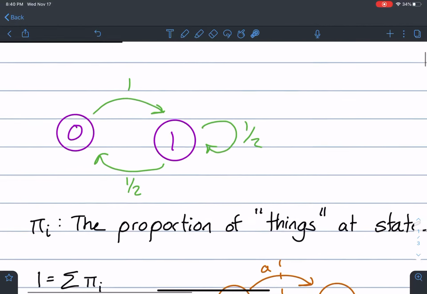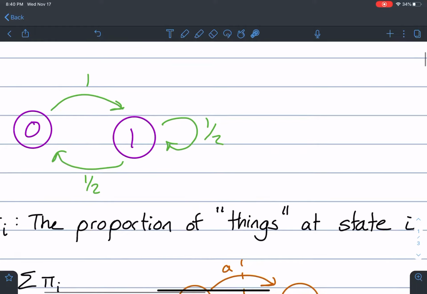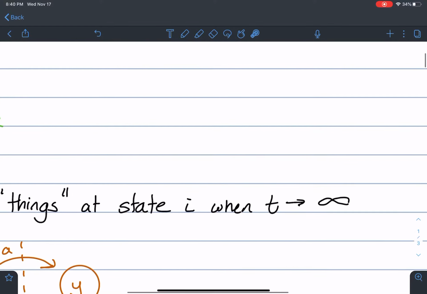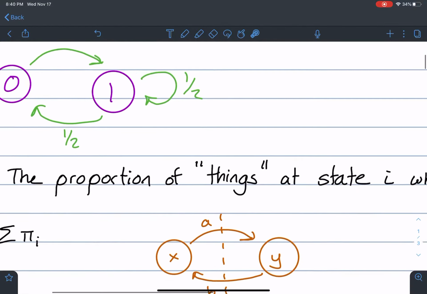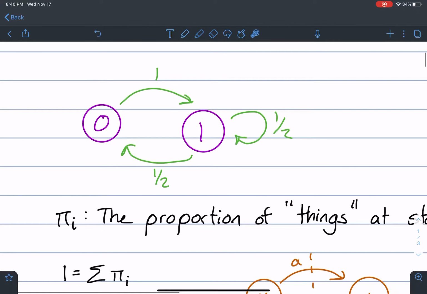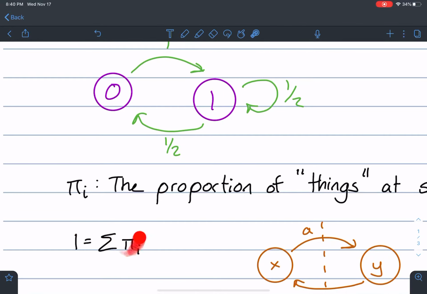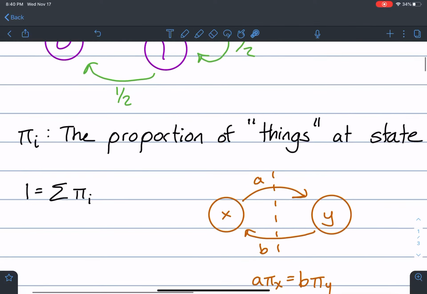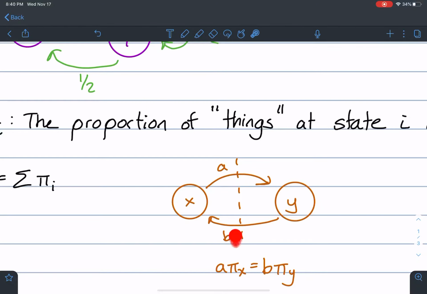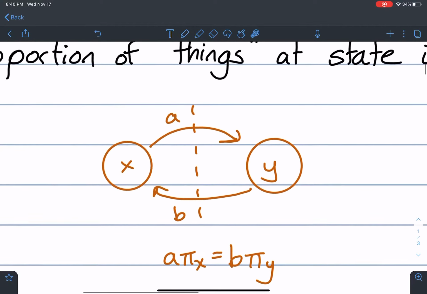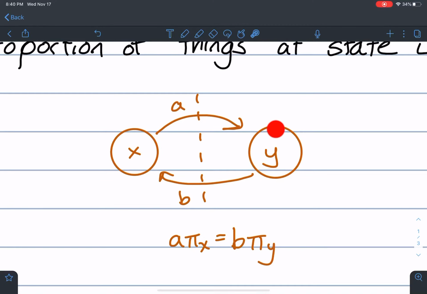Now, let's talk about the pi thing. Pi i is the proportion of things at state i after a long while, right? Because it's a proportion, the sum of all those pi's has to equal 1. The way we do this is by cutting up the links between states and writing equations for them. In this scenario, A is the amount of things leaving X, the proportion of X. The proportion of Y is B. So we can write this relationship.